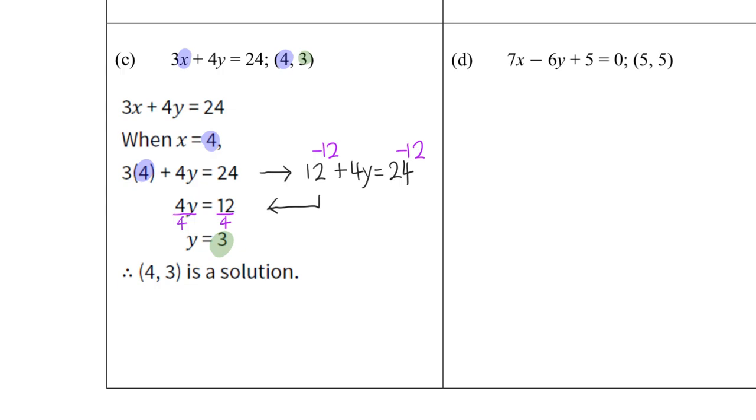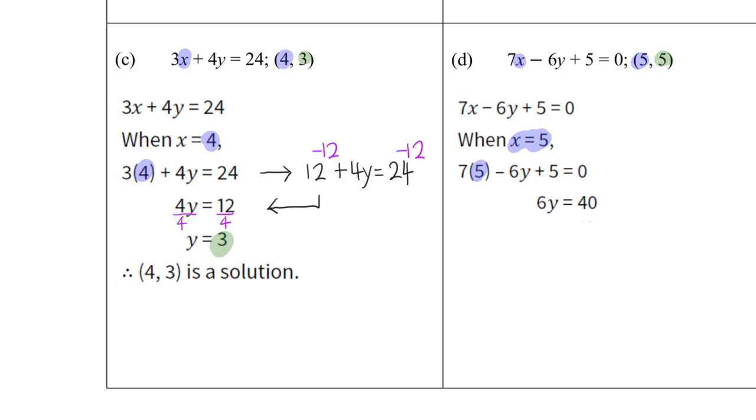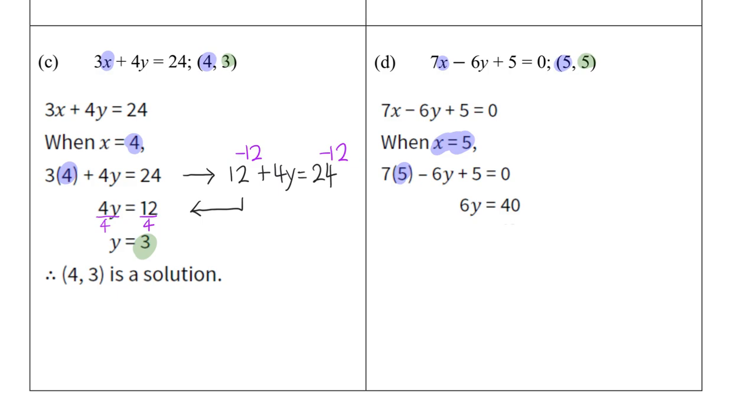And I'm going to go quickly to part D now, since we all know the idea already. So again, I'm going to substitute 5 into x as shown. So my x now is 5, and I would have to solve for this particular equation. Again, I'm going to share with you the intermediate steps for those who may not be able to follow. So from this particular step, I will then have 35 minus 6y plus 5 equals 0. And I'm going to continue to simplify. 35 plus 5 is 40.